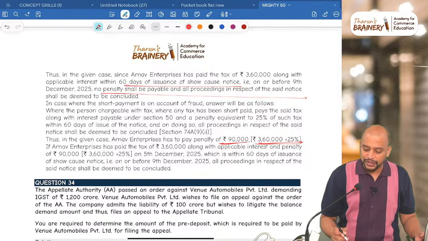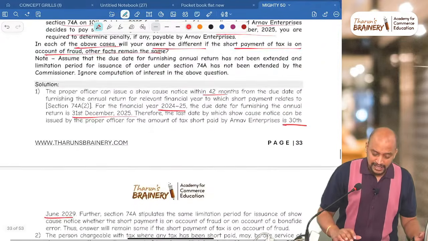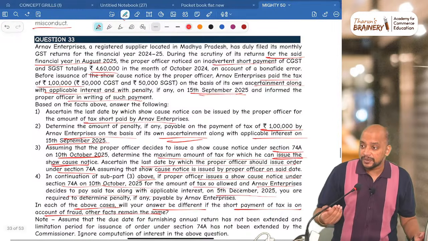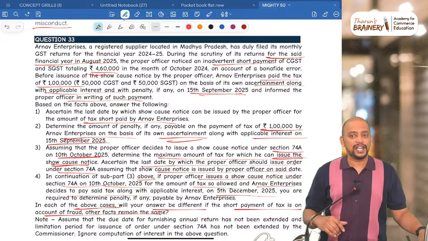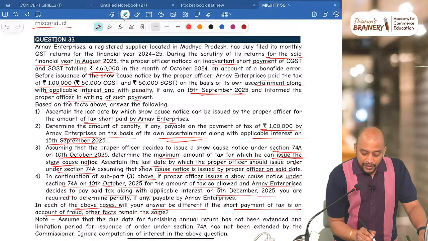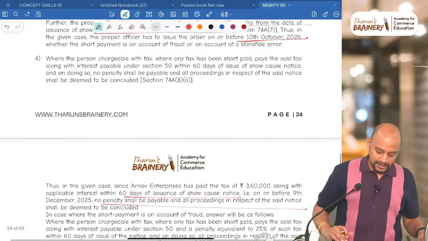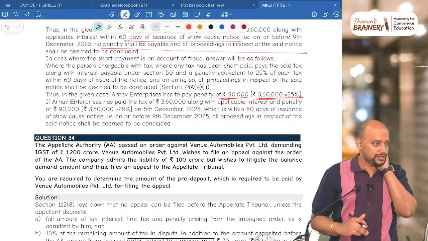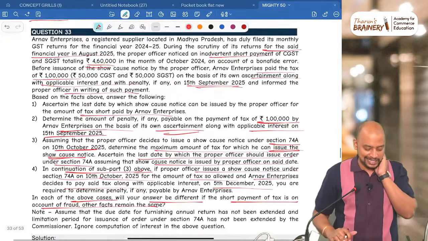So 3,60,000 into 25%. Why 3,60,000 into 25%? Because see here, total 4,60,000, already 1 lakh has been paid. So on the remaining amount only it will be. That's why on the remaining amount only, because it is continuation to subpart 3. And these will be the reduced penalties, etc. You got it? So this is also a very good question. Definitely high chances of them asking this.